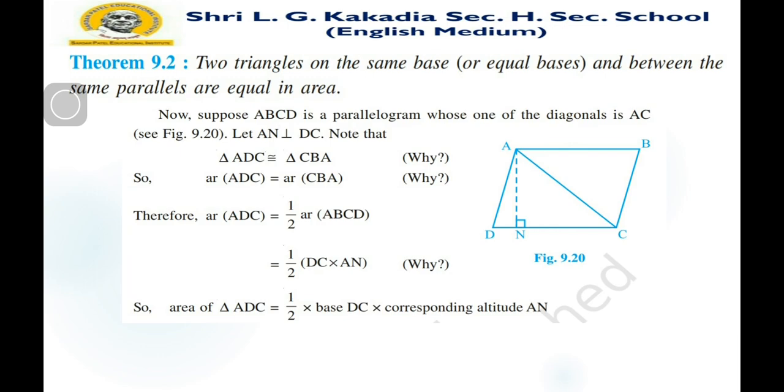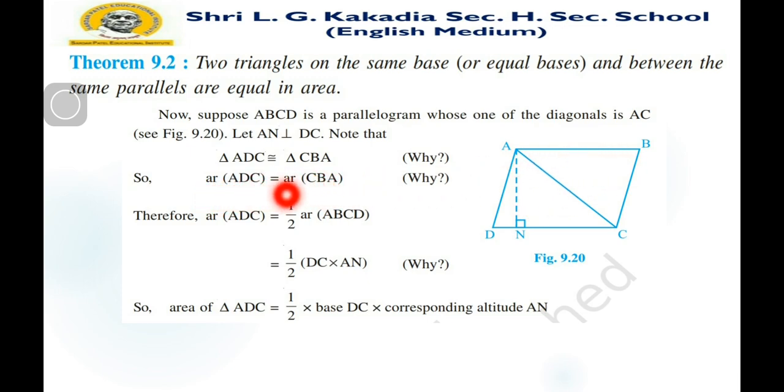Now suppose ABCD is a parallelogram whose one of the diagonals is AC, as you can see in the figure. Let AN be perpendicular to DC. Now note that triangle ADC is congruent to triangle CBA, as AC divides the parallelogram into two equal congruent triangles, as we know.